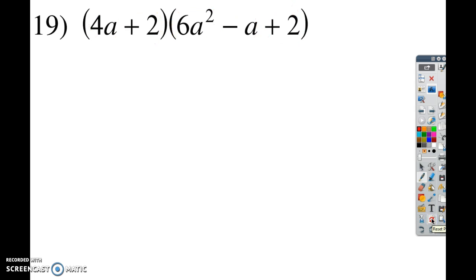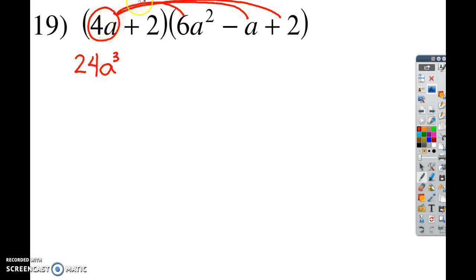If we're doing double distribution, we're going to start off by circling the first term and distributing that one. 1, 2, 3 times. We're going to distribute 3 times. So the first thing is 4a times 6a squared. What does that give you? 24, because 4 times 6 is 24. But how many a's are there? 1 here, 2 here. How many in total? 3, so it's a to the third power.